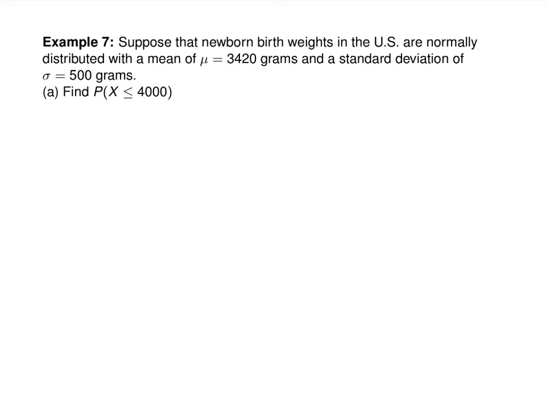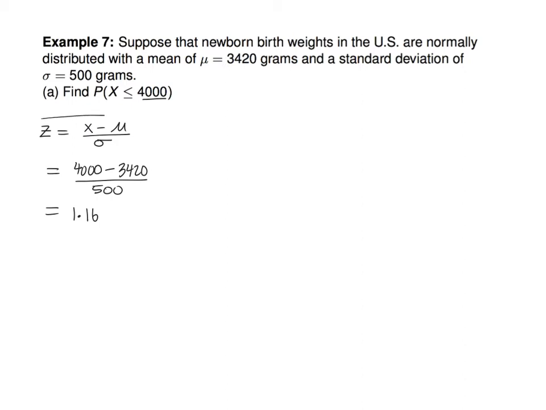Another important skill that you remember is how to use a standard normal variable to compute probabilities. So suppose that newborn birth weights in the U.S. are normally distributed with a mean of 3,420 grams and a standard deviation of 500 grams. So the first thing you should do here is standardize. Remember that you standardize by taking your x value minus your mean divided by your standard deviation. And here we care to standardize 4,000. So 4,000 minus 3,420 divided by 500 should give you 1.16.